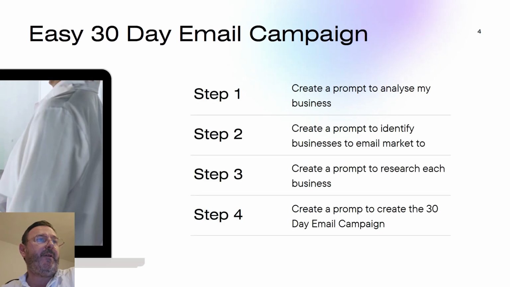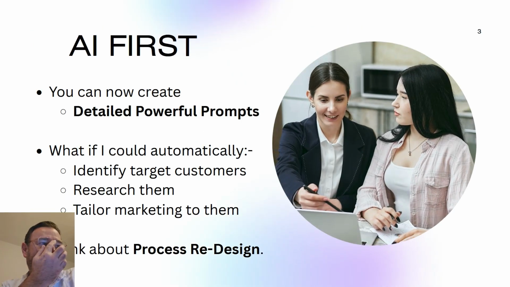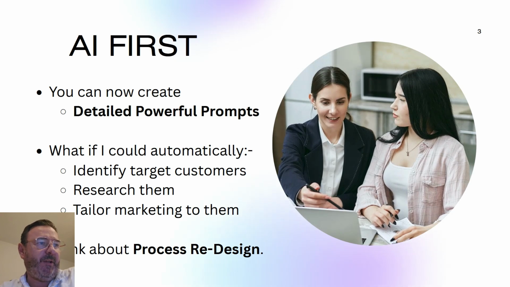So that's it. 30-day email campaign. Create a prompt to analyse my business, identify businesses to market to, and research each of those businesses, and then create the campaign. So AI first. You can now create detailed, powerful prompts. What if I could automatically identify target customers, research them, and tailor my marketing to them? What you need to do is think about process redesign and how you're actually going to involve all this in your business. That's what AI first is about. But you've got to understand how to do the prompting in the first place.